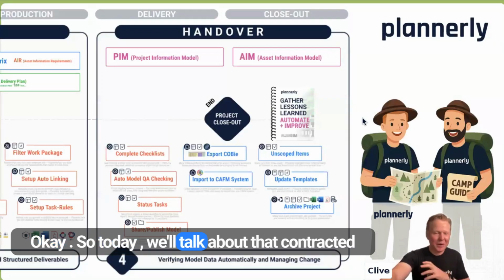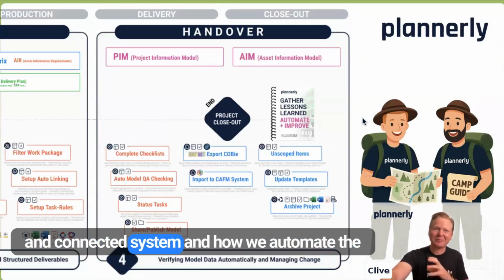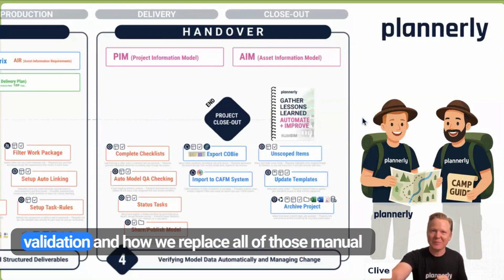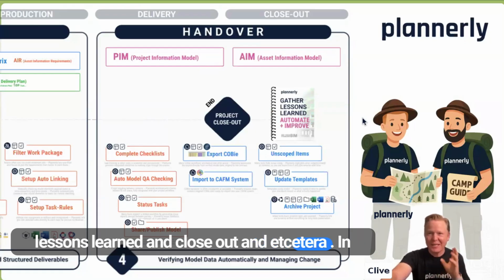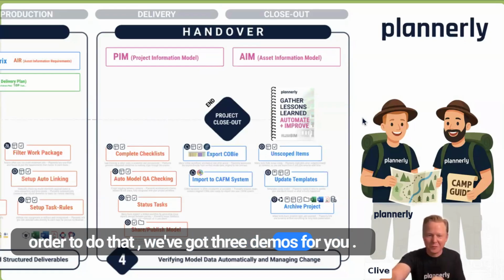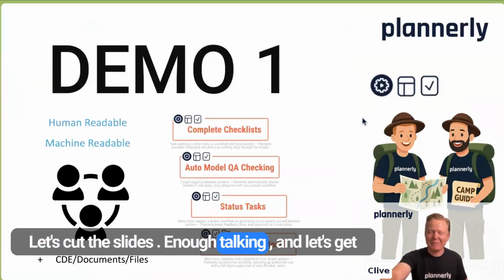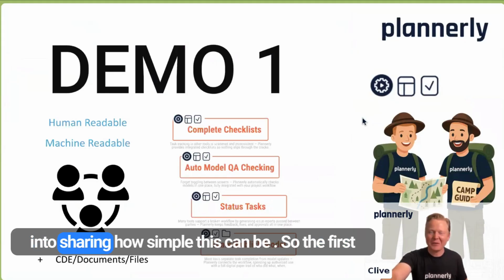Okay, so today we'll talk about that contracted and connected system and how we automate the validation and how we replace all of those manual checks, including COBie and handover and lessons learned and closeout, etc. In order to do that, we've got 3 demos for you. Let's cut the slides, enough talking, and let's get into sharing how simple this can be.